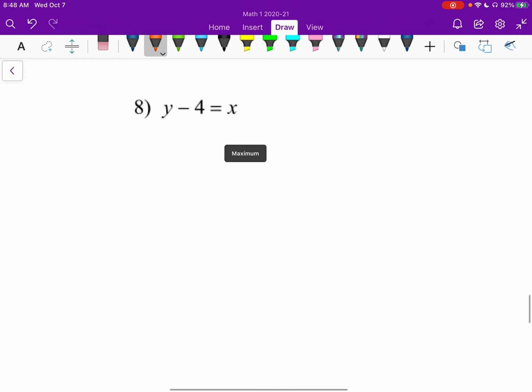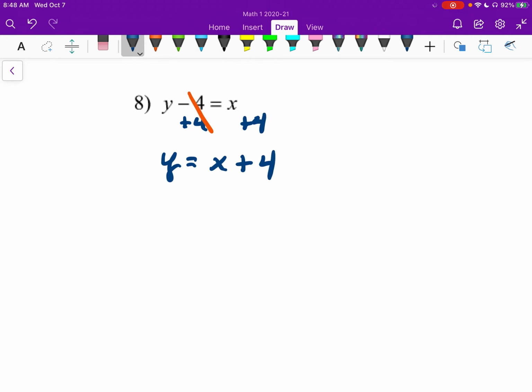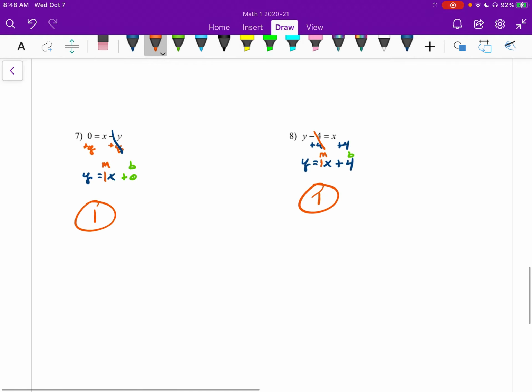And for number 8, we can solve this to get into general or into slope-intercept form. I think the easier thing here would be to put it into slope-intercept form, because all that's wrong here is this negative 4. It needs to go over here, and then it would be in slope-intercept form. So I'm going to add 4 to both sides. My 4's here cancel, and I get y equals x plus 4. So here's my m, and here's my b. M equals 1, and that's my slope. That's how we do these.